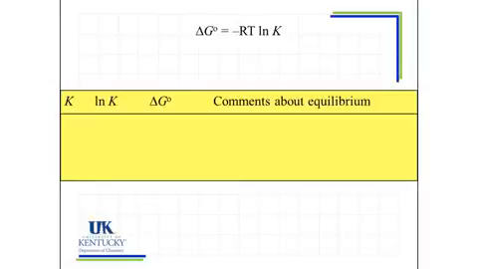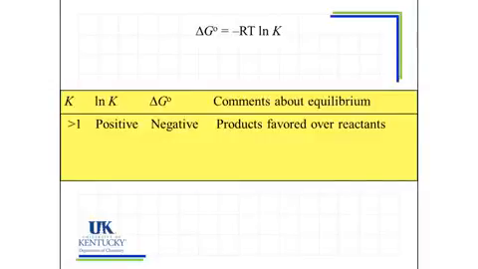Let's begin with a K that is greater than 1. If K is greater than 1, then the natural log of K is going to be positive. If the natural log of K is positive, we know that temperature is always positive. R is 8.314, that's positive, and then we change the sign, that's going to give me a negative delta G. Both a K greater than 1 and a negative delta G means that products are favored. It will proceed to the right in order to reach equilibrium. Once it reaches equilibrium, you will have more products.